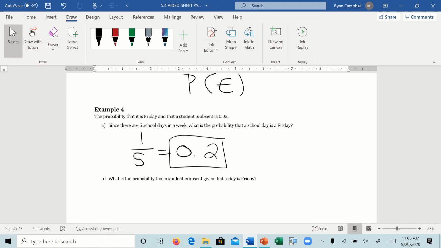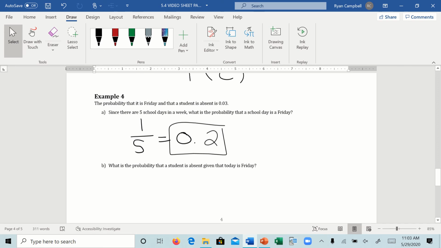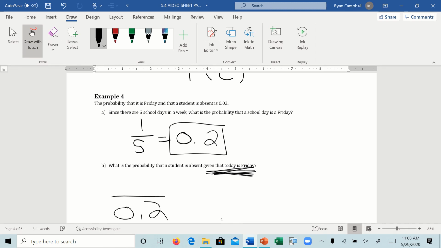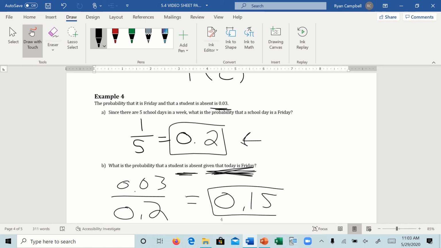All right. Next, what is the probability that a student is absent given that today is Friday? So we gotta look at the given part, right? We're not looking at all the days of the week, we're just looking at Fridays, right? So on Friday, the probability that someone is absent is 0.2, right? So this is very similar to what we've been doing. On a Friday, the probability that you're absent is 0.2. Now, the probability that you're absent on a Friday is 0.03. So when you divide these out, we end up with 15%, or 0.15.